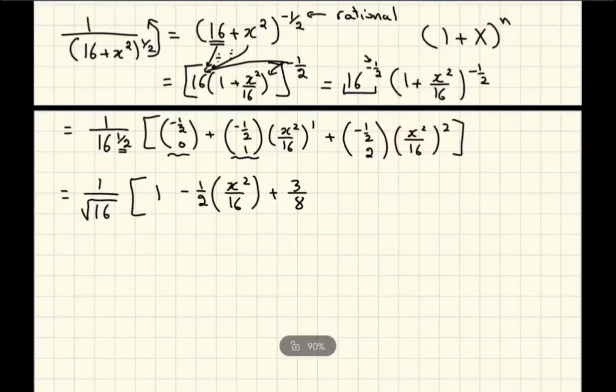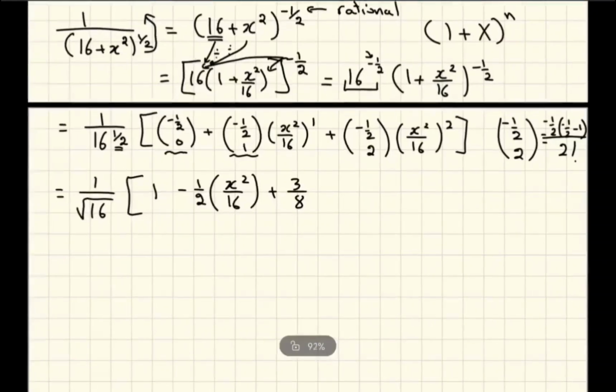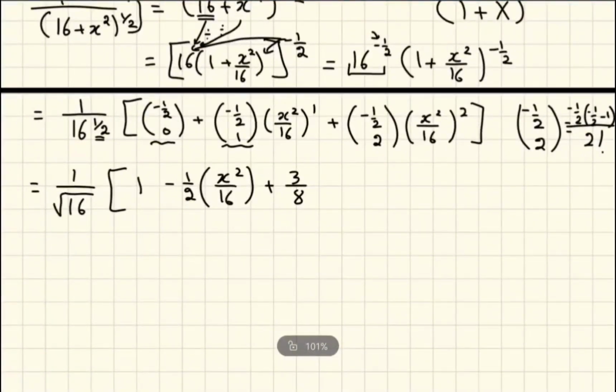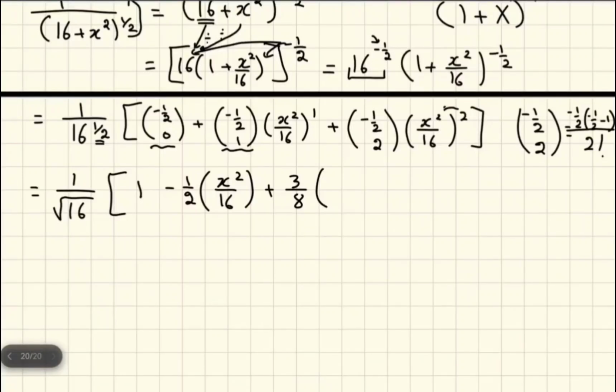So again, we use the rule. 2 factorial down, and on top I need 2 factors. So the first one is minus half, the other one is minus half minus 1. You do all of this on the calculator, it will be positive 3 over 8. Multiplied by, you distribute the square here and there, it becomes x exponent 4, and 16 exponent 2 is 256.